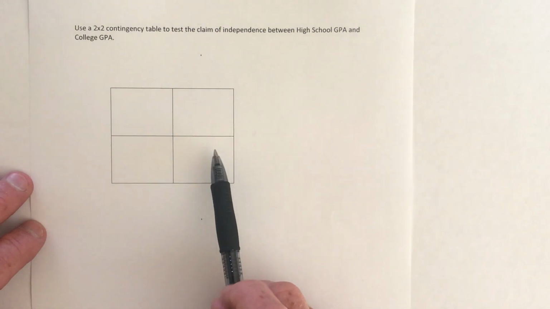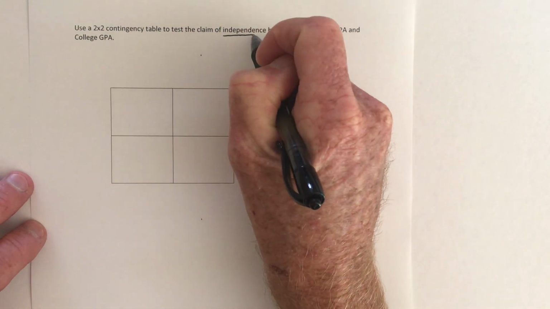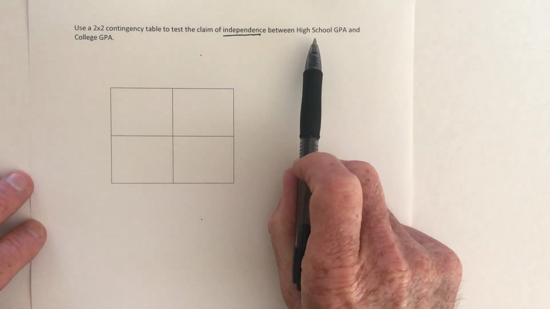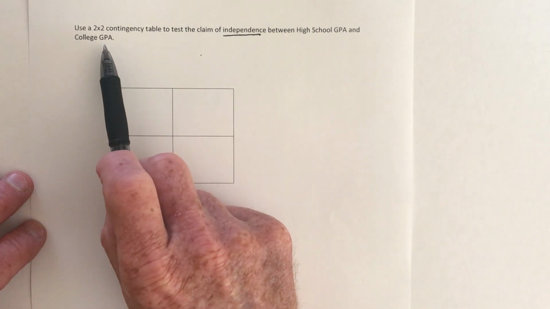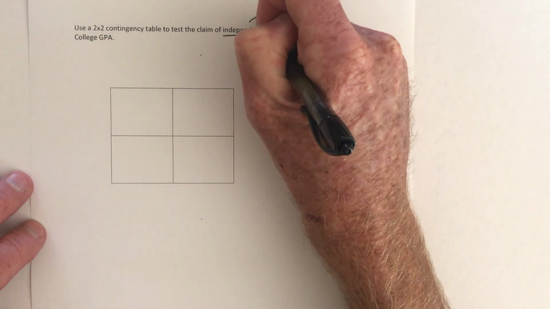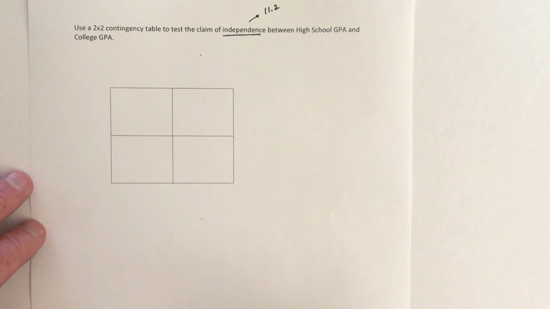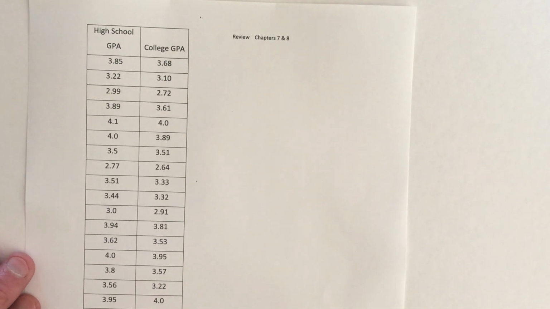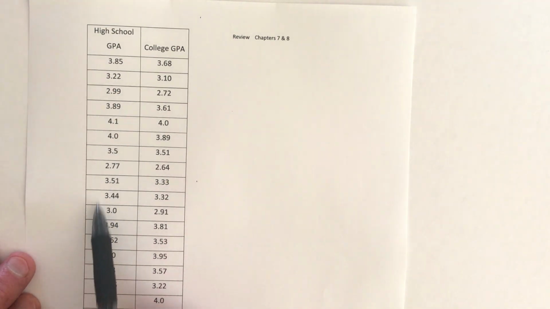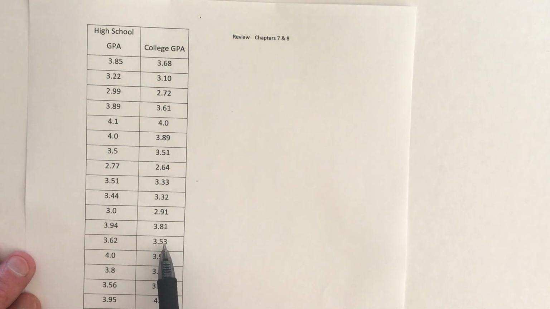So there's this 2x2 table, and that's how you test for independence between two things. Here I'm going to use high school GPA and college GPA, and this is from section 11.2. The reason I'm making this extra video is because we need to be able to do this when you have a list of data. So I'm going to use this list of data, which actually comes from the Chapter 7-8 review, but it's a good example for using the contingency table when you've got numbers in one column and numbers in another column, and you need to sort them and count them.